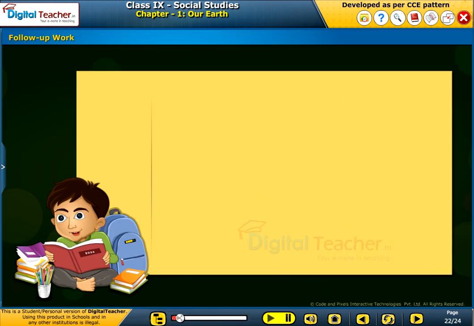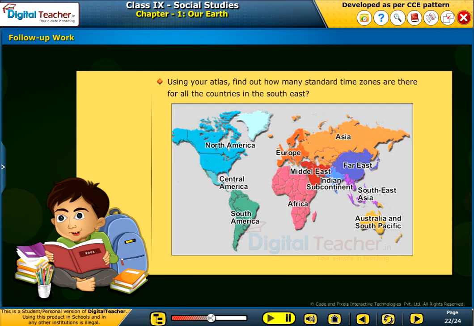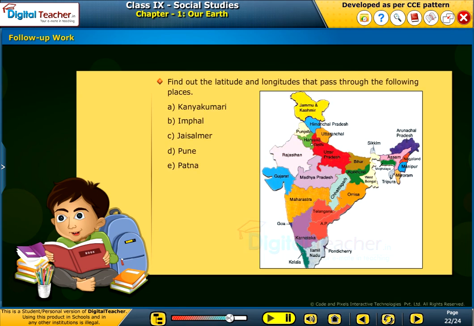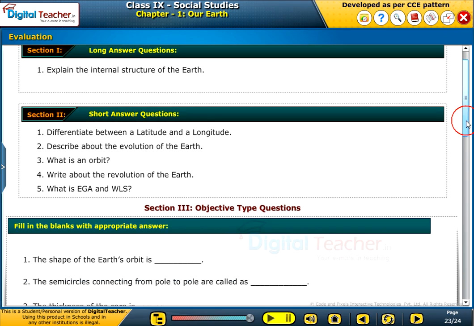Follow-up work. Find out the standard meridian of given countries: Nepal, Pakistan, Bangladesh, England, Malaysia, Japan. Using your atlas, find out how many standard time zones are there for all the countries in the southeast. Find out the latitude and longitudes that pass through the following places: Kanyakumari, Imphal, Jaisalmer, Pune, Patna. Test your understanding of the chapter by taking the mock unit test.